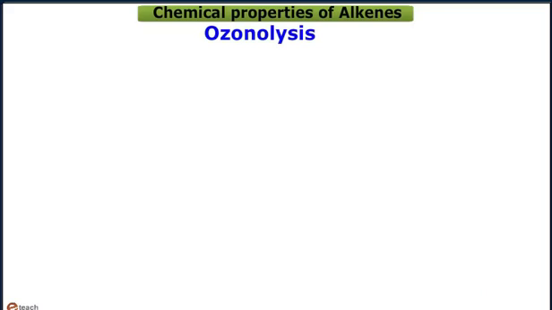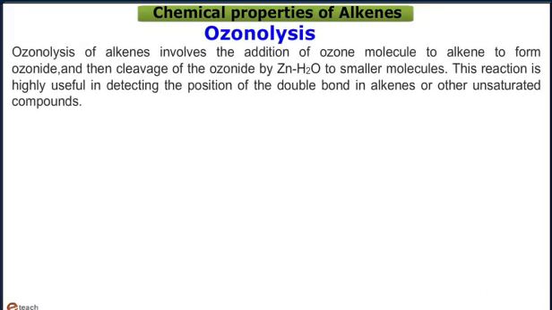Ozonolysis. Ozonolysis of alkenes involves the addition of ozone molecule to alkene to form ozonide, and then cleavage of the ozonide by Zn/H2O to smaller molecules. This reaction is highly useful in detecting the position of the double bond in alkenes or other unsaturated compounds.